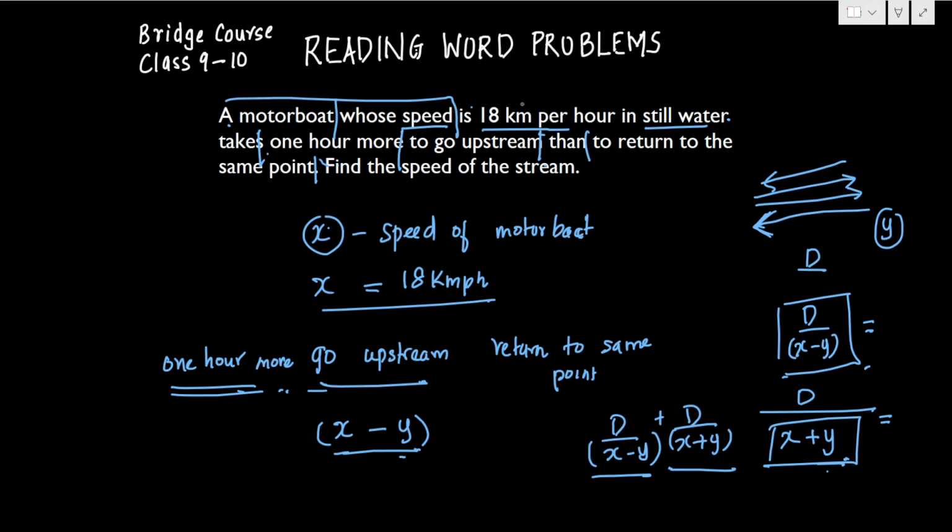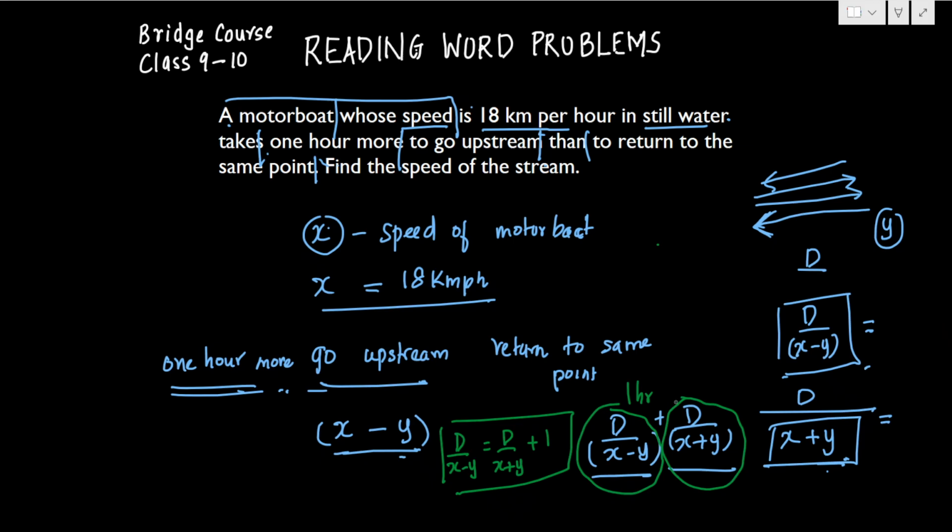Let me take the color green. So this is the time taken while going up. This is the time taken while coming down. And while going up, it takes 1 hour more. So I can say d by x minus y equals d by x plus y plus 1. If you solve this, you can remove d because it's not required. But this is how you frame the equation. You find the speed going up, you find the speed coming down, and going up takes 1 hour more.